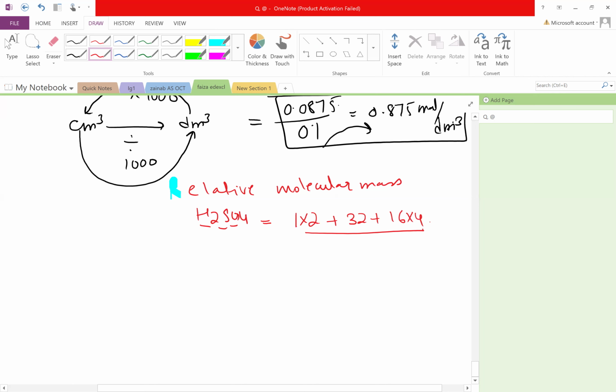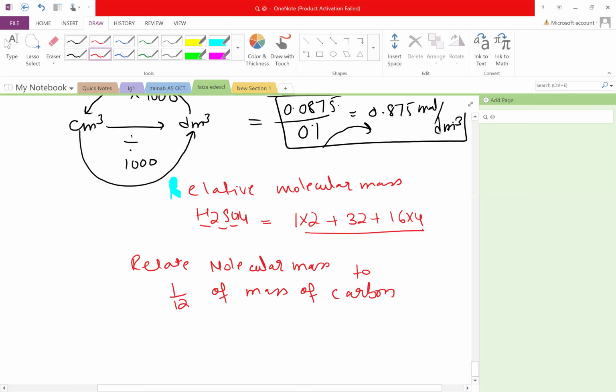Now do remember, whenever you find the molecular mass, we relate that molecular mass to 1/12 of the mass of a carbon atom. We relate this to 1/12 of the mass of carbon.